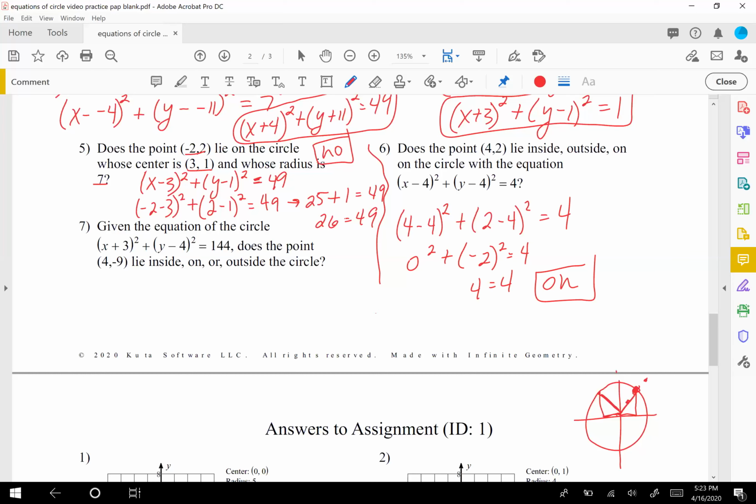Last one. It says, given the equation of the circle x plus 3 squared plus y minus 4 squared equals 144, does the point 4, negative 9 lie inside, on, or outside the circle? Again, just plug it in and we'll see. So 4 plus 3 squared plus negative 9 minus 4 squared equals 144.